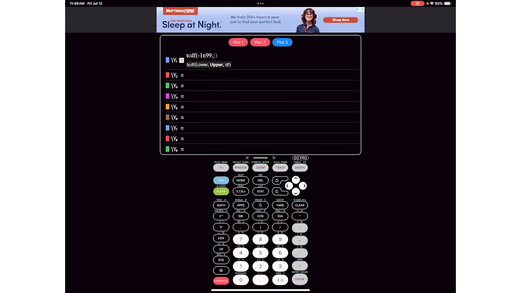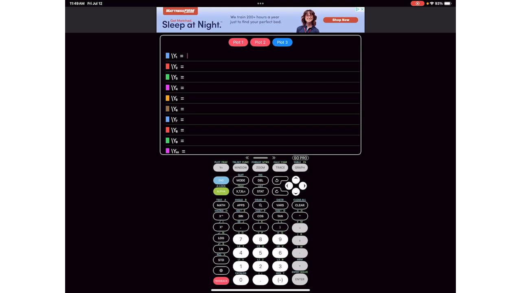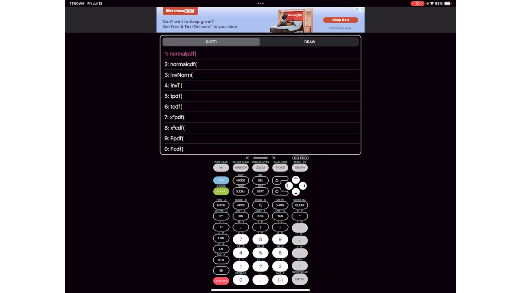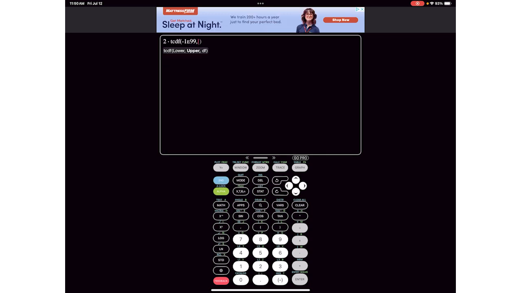Okay, so it was 2. Let's do this again. So it's 2 and then times TCDF, so second vars, number 6. Okay, and my calculator always puts things in there. I don't know why it does that. So my lower bound is 3.77. My upper bound is going to be 100. And then my degrees of freedom is going to be 13, right? And then hit enter. And you get 0.0023.